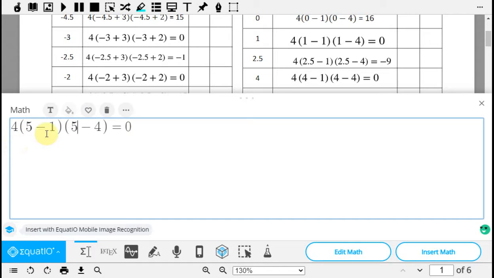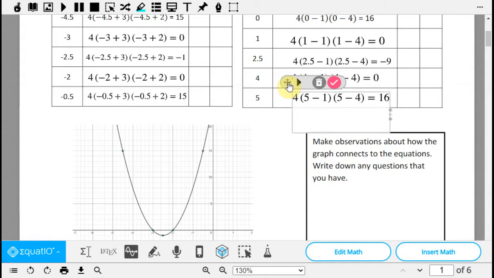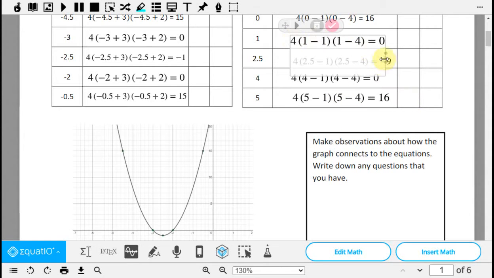4 times 4 is 16. Times 5 minus 4 is 1. 16 times 1 is 16. So there are all of our values filled in, and we're ready to graph this equation now.